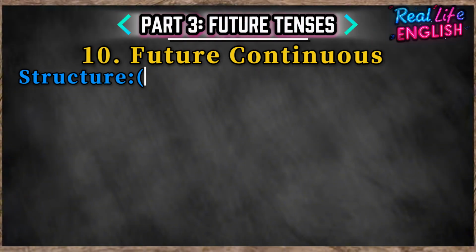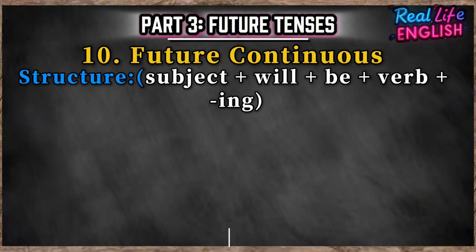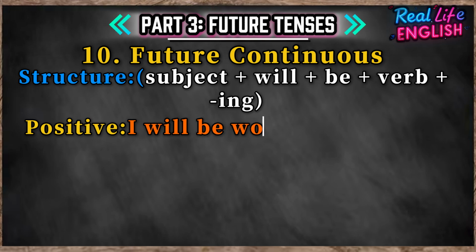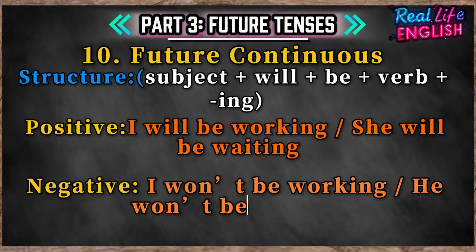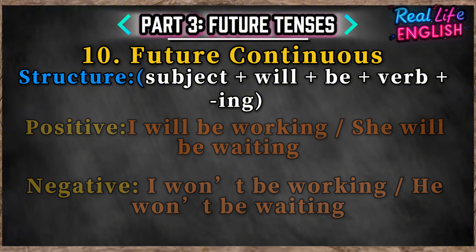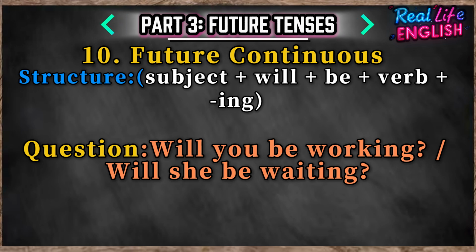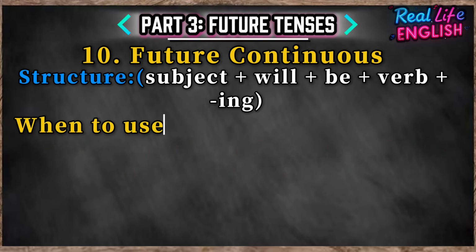10. Future continuous. Structure. Subject plus will be plus verb ending in ing. Positive. I will be working. She will be waiting. Negative. I won't be working. He won't be waiting. Question. Will you be working? Will she be waiting?